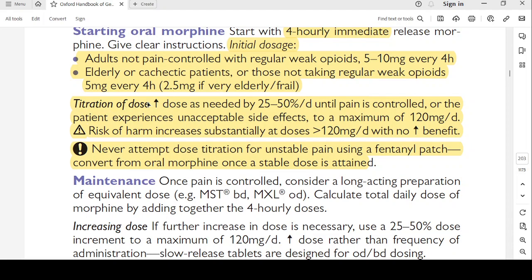Titration of dose. Increase dose as needed by 25 to 50% per day until pain is controlled or the patient experiences unacceptable side effects, up to a maximum of 120 milligrams per day. Risk of harm increases substantially at doses more than 120 milligrams per day with no increased benefit. Never attempt dose titration for unstable pain using a fentanyl patch. Convert from oral morphine once a stable dose is attained.